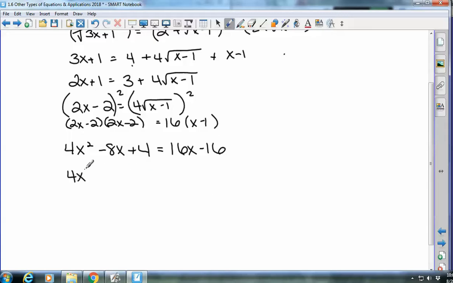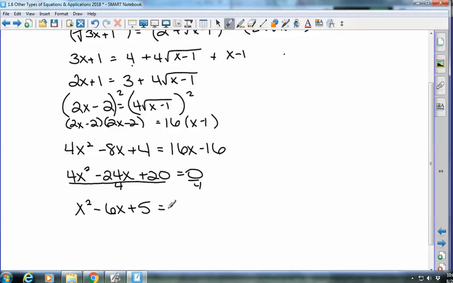Okay, set this equal to 0. So if I subtract my 16x and add my 16, did you notice anything about that? We can factor out a 4. So we can either pull it out or just divide everything by 4. That'll give us a nicer problem. So I'm just going to divide both sides by 4. That would leave me with x squared minus 6x plus 5.